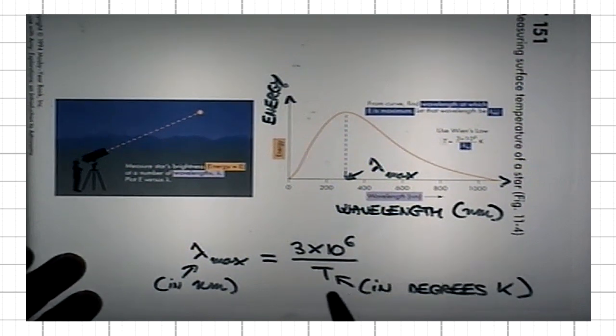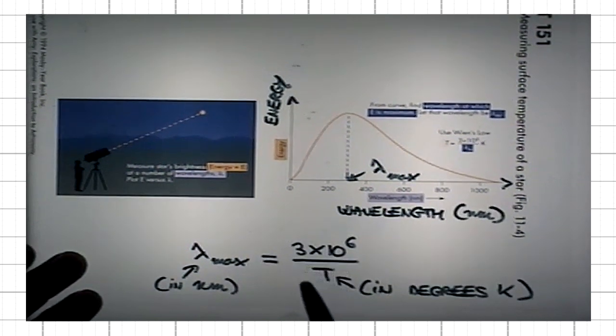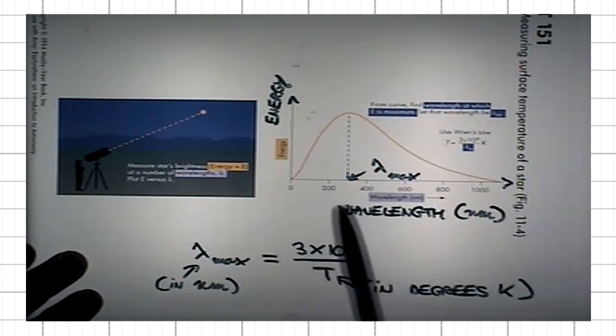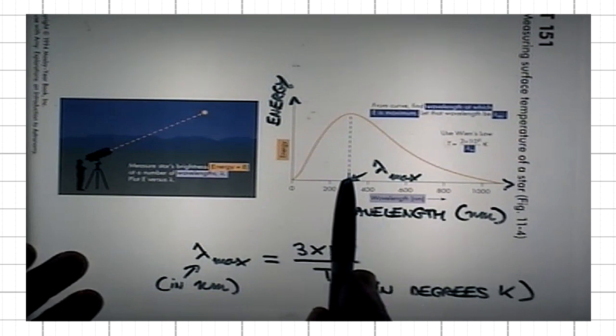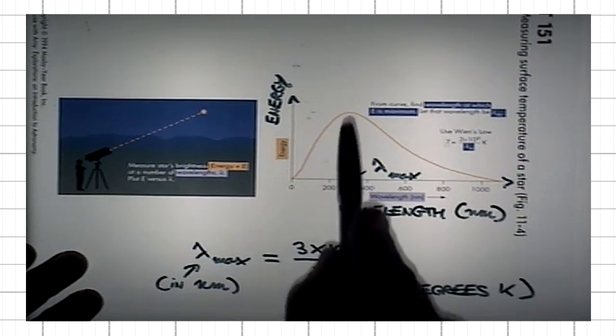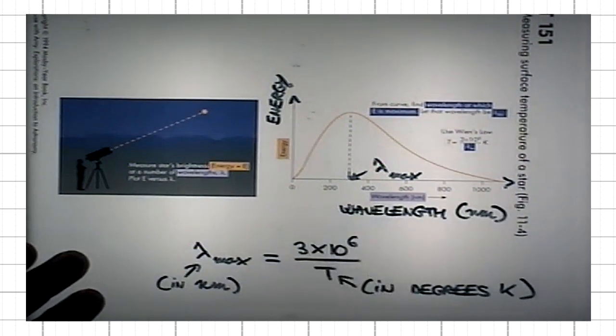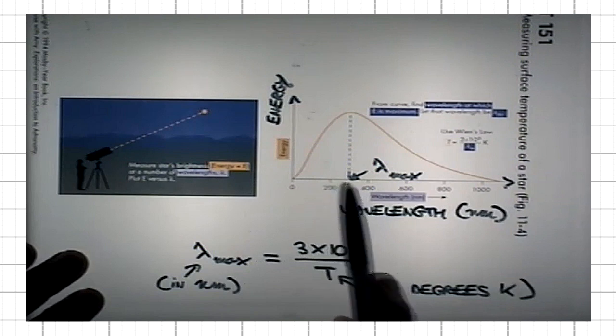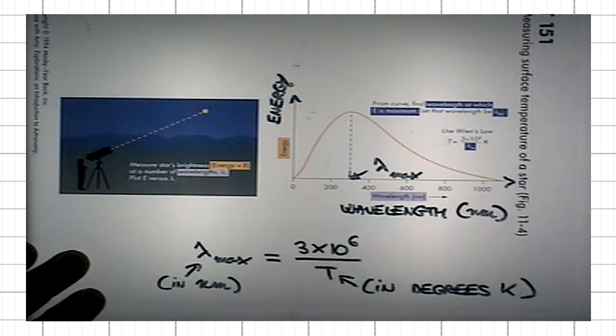So I'll write down what the relationship is. You can see that the higher the surface temperature, since I'm dividing by a bigger number, the wavelength at which it emits most of the energy moves to the shorter wavelengths, right? So lambda max decreases with increasing temperature.